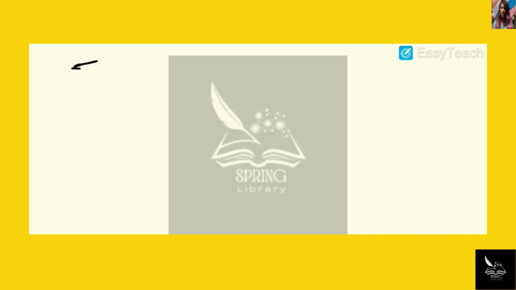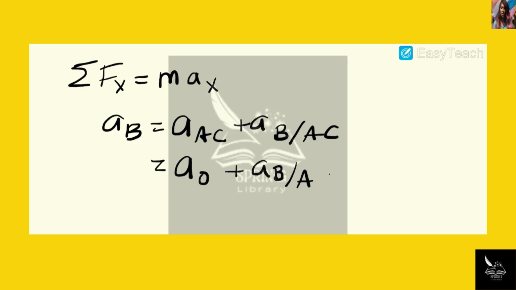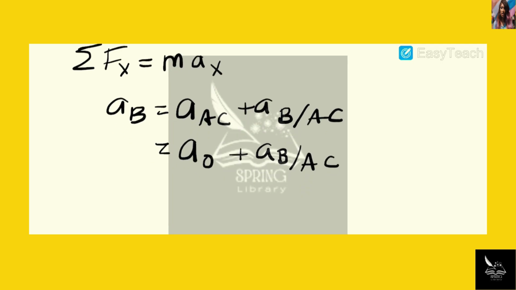So we can say that the net force in the x direction is going to be equal to mass times the acceleration in the x direction. So what we can do is we can say that the acceleration of B is going to be equal to the acceleration of AC plus AB given AC. And what this actually translates to is basically AC is equal to A0, because that's given to us in the problem, plus AB given AC.